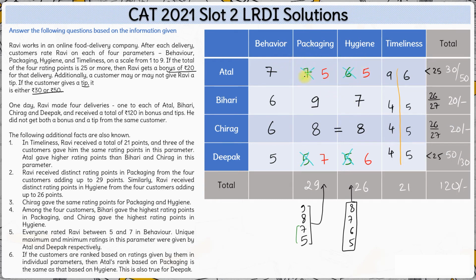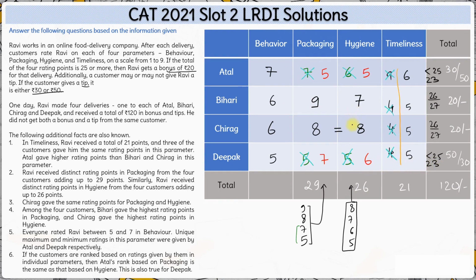Now again, let's calculate the sum of the ratings. 7 plus 5 is 12, 12 plus 5 is 17. Now 17 plus 9 is 26, or 17 plus 6 is 23. We want the sum of the ratings to be less than 25. Hence, we will reject the case of 9. So this is also rejected. Hence, for Atal, the sum of the ratings is 7 plus 5, 12, 12 plus 5, 17, 17 plus 6 is 23. And for Deepak, it will be 5 plus 7, 12, 12 plus 6, 18, 18 plus 5 again 23.